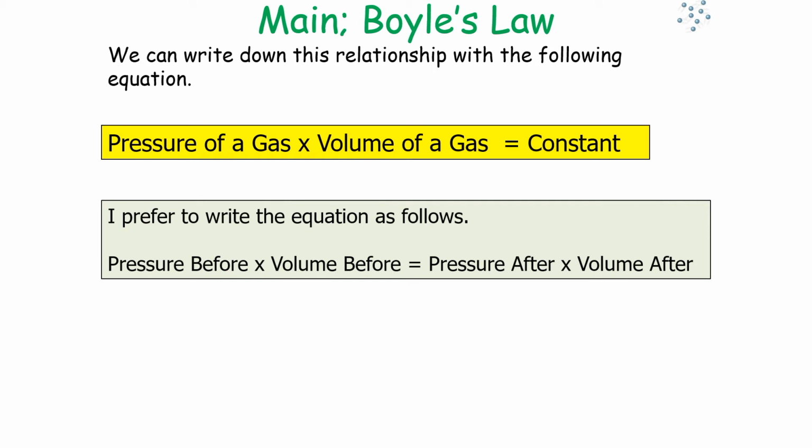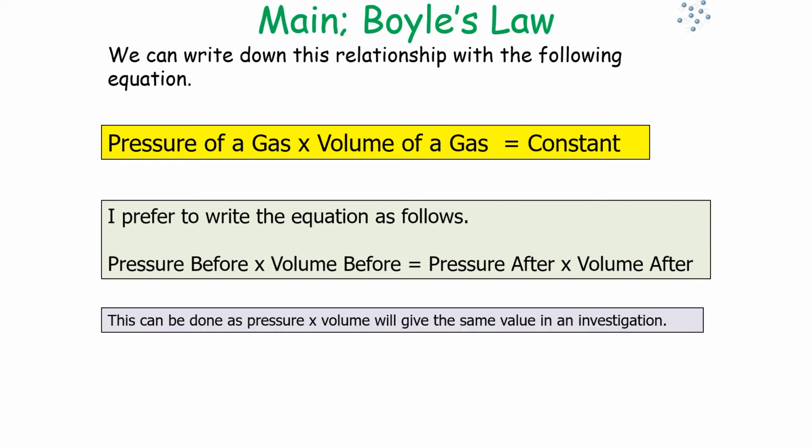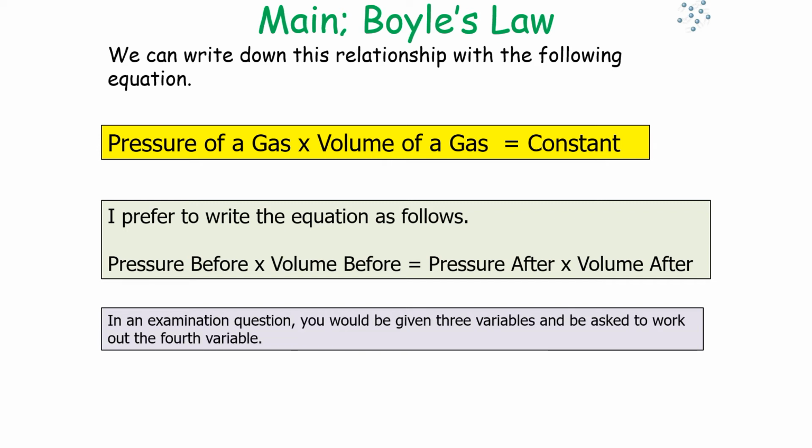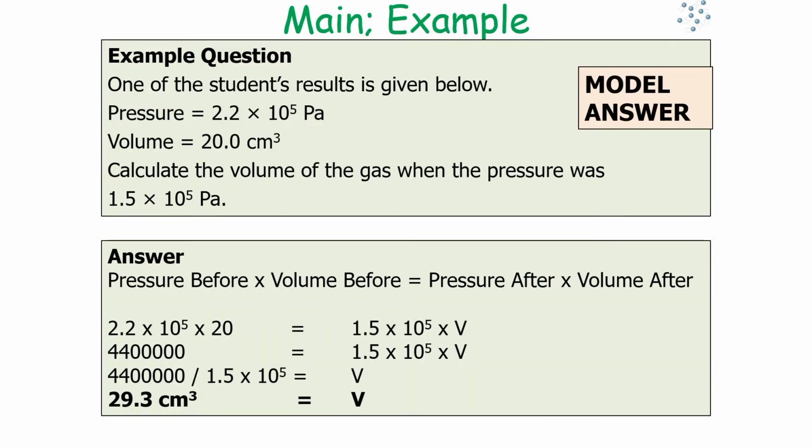Now I actually prefer to write this equation as follows. The pressure of a gas before times by the volume of a gas before is equal to the pressure of the gas afterwards times by the volume of the gas afterwards. Now this can be done because pressure times by volume will give the same constant in an investigation. Now in an examination question, you'll be given 3 out of the 4 variables and be asked to work out the 4th variable. So here's an example question given to you.